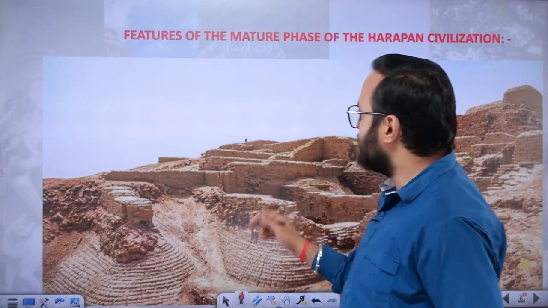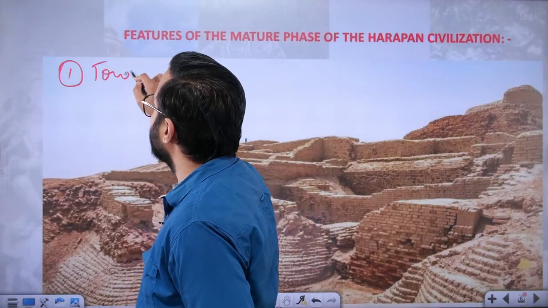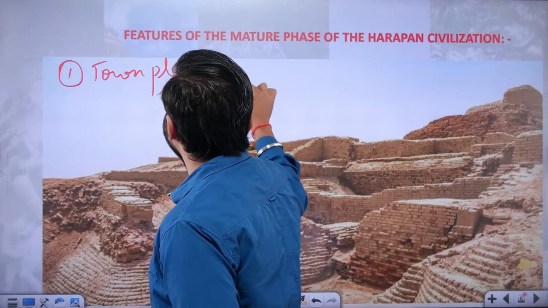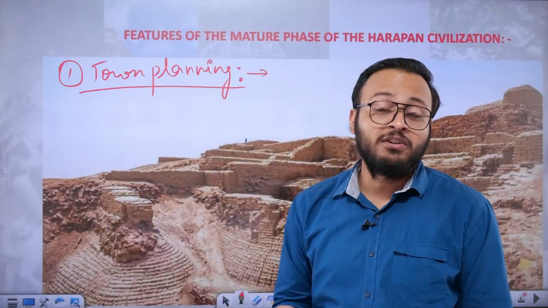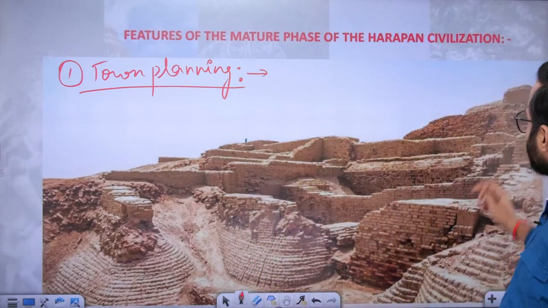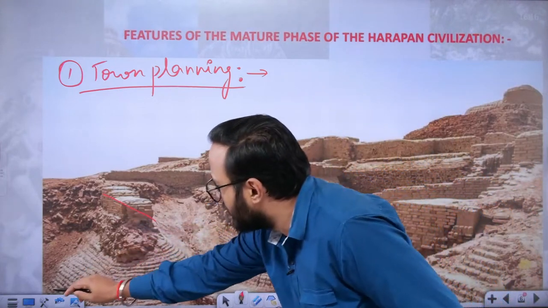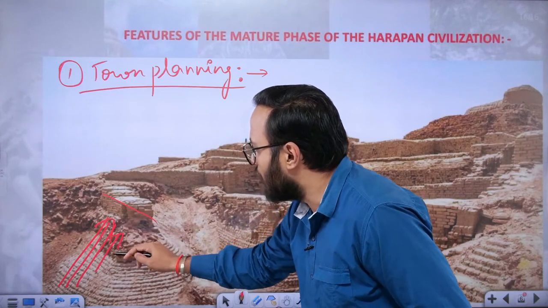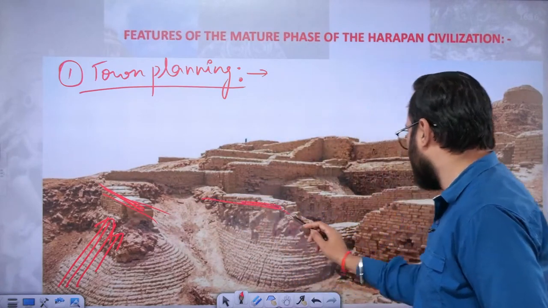So the very first feature is the Harappan town planning. Town planning is, I think, something that all of you might have heard about or might be aware of. What does this image show you? This indicates probably the presence of an elevated platform. This platform has somewhat like a boundary wall.